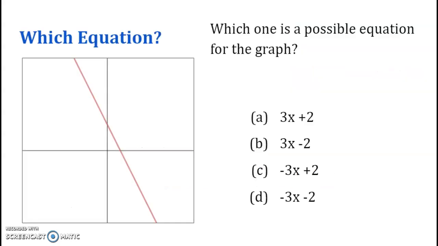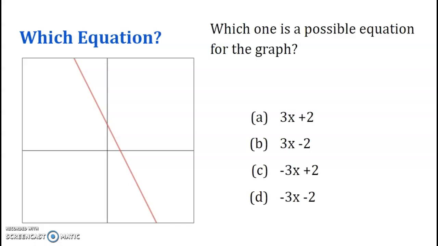Let's do a few more reviews. If you're given this graph, you're not given all the values, but you need to pick which one is the possible equation for this graph. Is it y equals 3x plus 2, y equals 3x minus 2, y equals negative 3x plus 2, or y equals negative 3x minus 2?